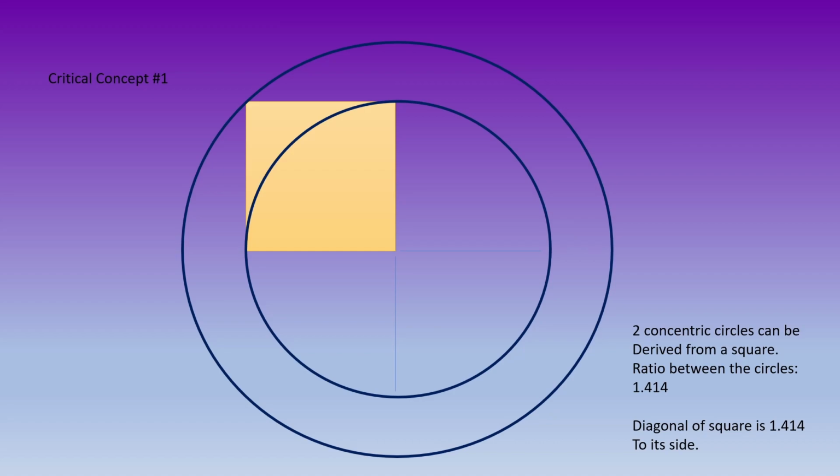A simple concept, overlooked, and most people would think this has absolutely nothing to do with W.D. Gann. To my knowledge, there's no one out there teaching this. And this is the first time that I've put it in this format. The diagonal of a square is the radius of a larger circle from the center.